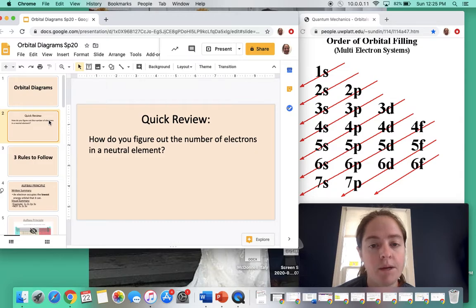Remember that the atomic number is equal to the number of protons, and protons are positive and electrons are negative. So if you have 12 positive protons, then you're going to have 12 negative electrons. So you want to keep this in mind as you go through this. Your protons are equal to your electrons, which in turn equal the atomic number as long as it's neutral.